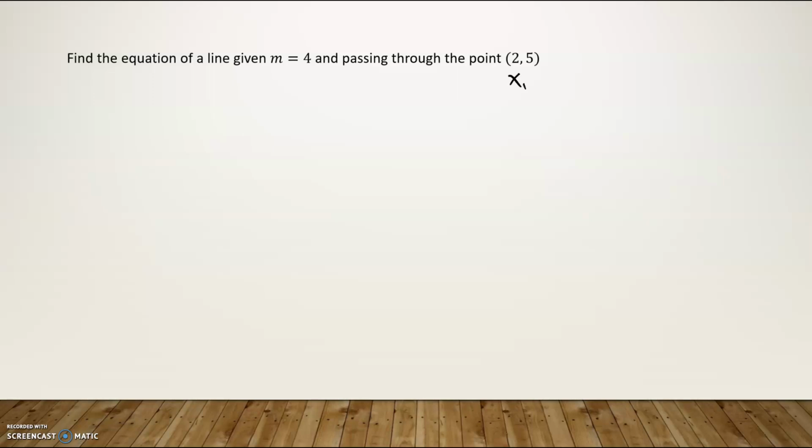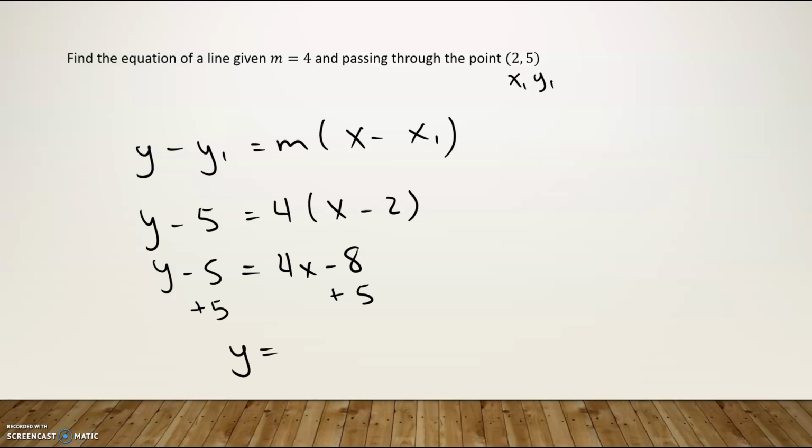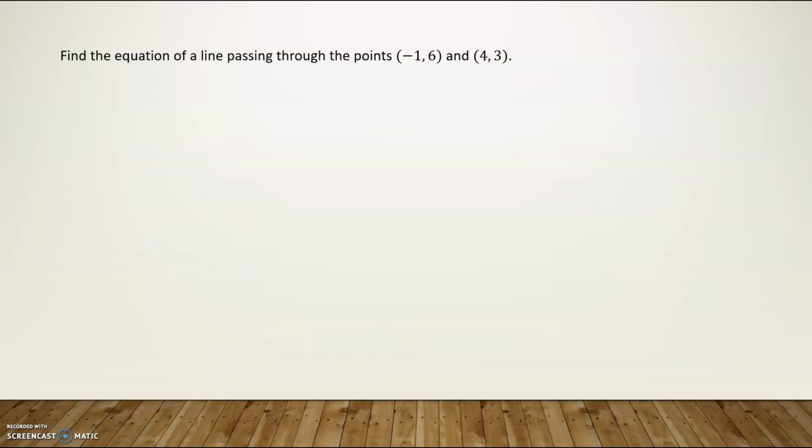So we'll label this as x sub 1, y sub 1. So y minus y sub 1 is equal to m times x minus x sub 1. So y minus 5 is equal to 4 times x minus 2. Okay, so this is going to be y minus 5 is equal to 4x minus 8. Add 5 to both sides. So y equals 4x minus 3. And that would be the equation of a line given your slope is 4 and passing through the point 2, 5. All right, find the equation of a line passing through the points -1, 6 and 4, 3.